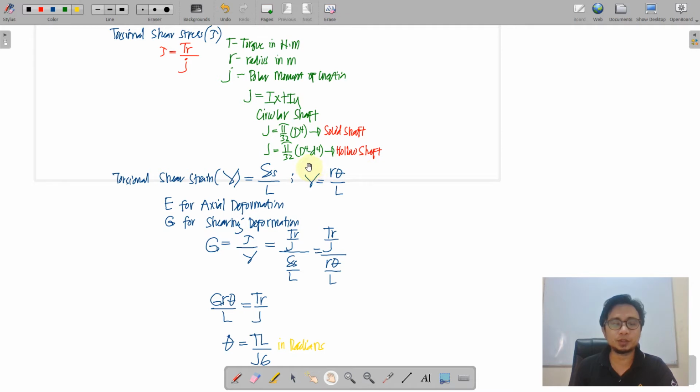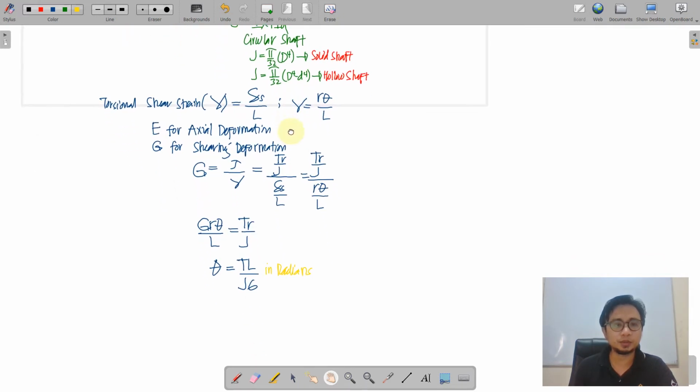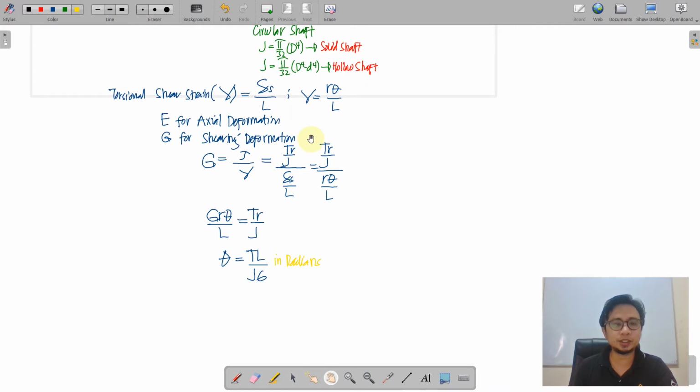So in short, we're just deducting the outer diameter to the inner diameter and then raise it to 4 for each. Okay, so next we have torsional shear strain.